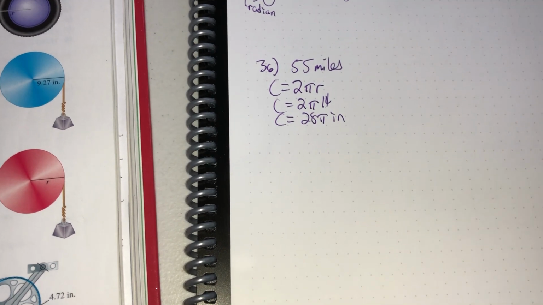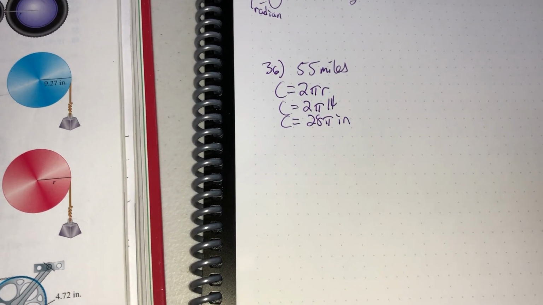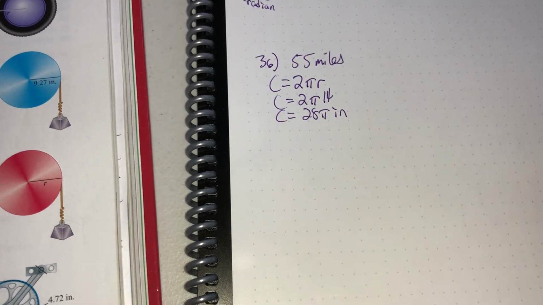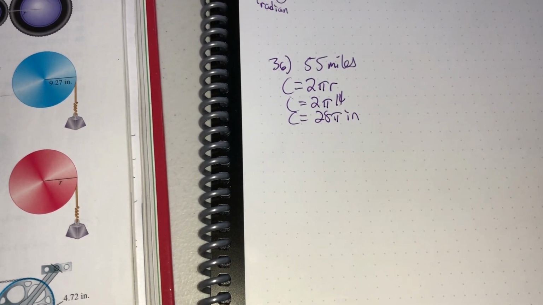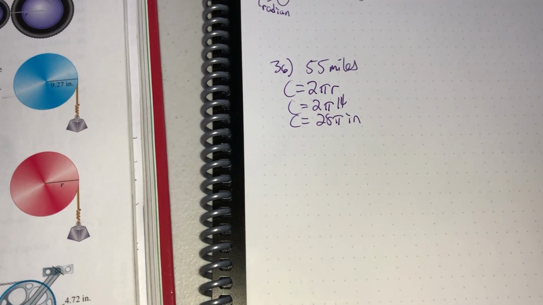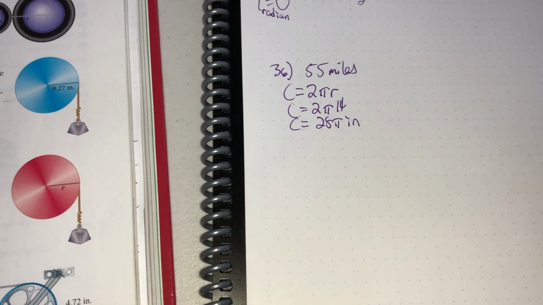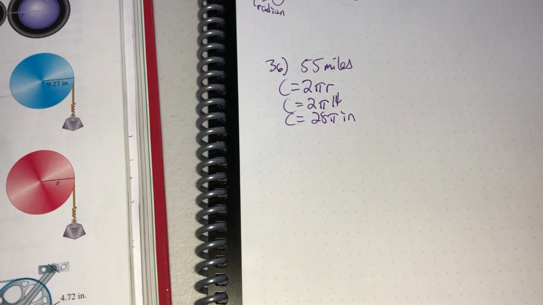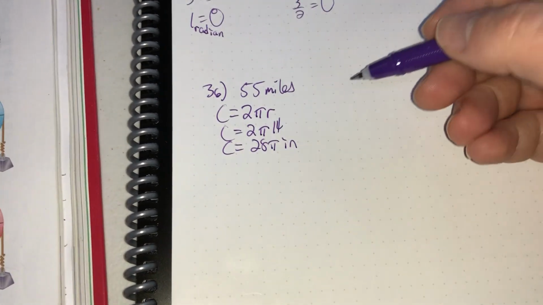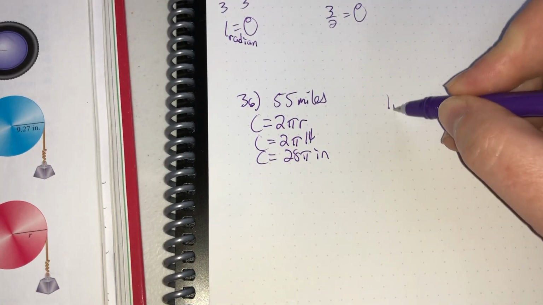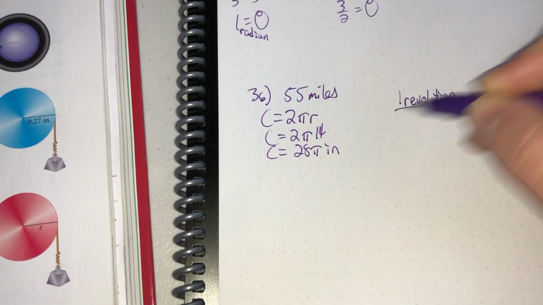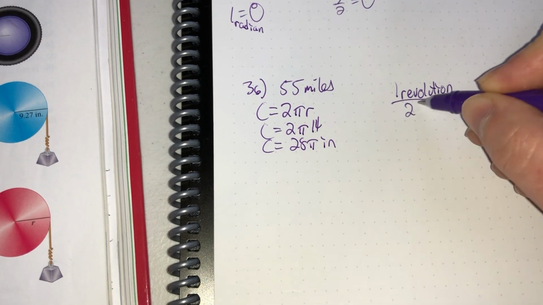So then you could say, okay, if my car does 1 tire rotation, it went blank inches, whatever that number is. Okay, but what I need to do is figure out how many times did it rotate if I kept it going for 55 miles. So the best way to do this is to use our dimensional analysis. So I know in 1 revolution, I'm going to go 28 pi inches.